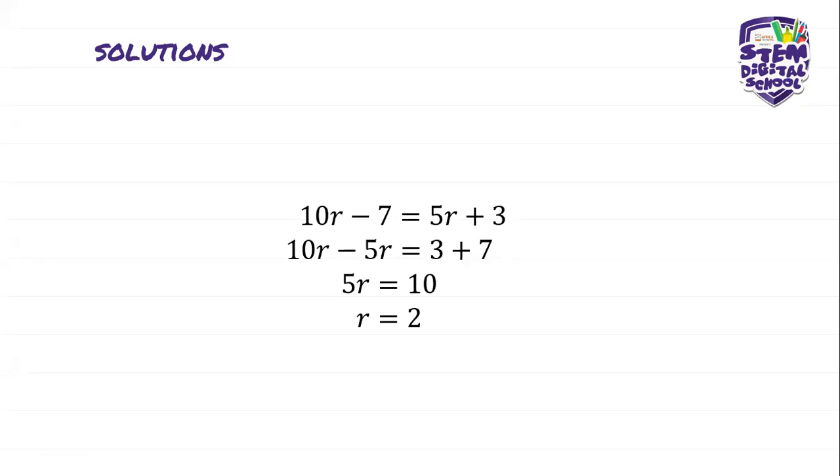And then just by inspection as well, you should be able to see at this point that if you multiply 5 by 2, you will get 10. Alternatively, you can just divide both sides by 5. The rule in mathematics is that whatever you do in the left-hand side, you should also do in the right-hand side.